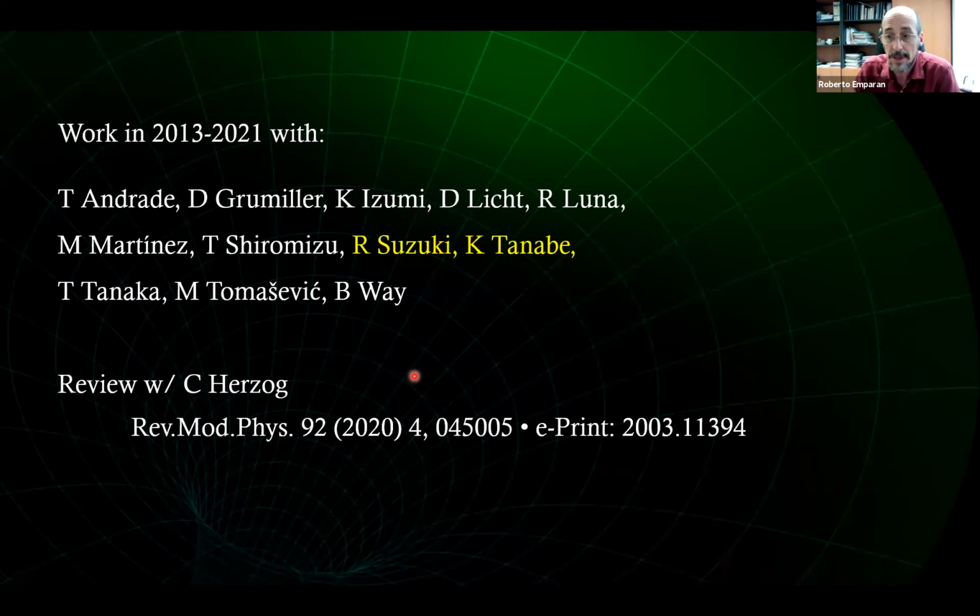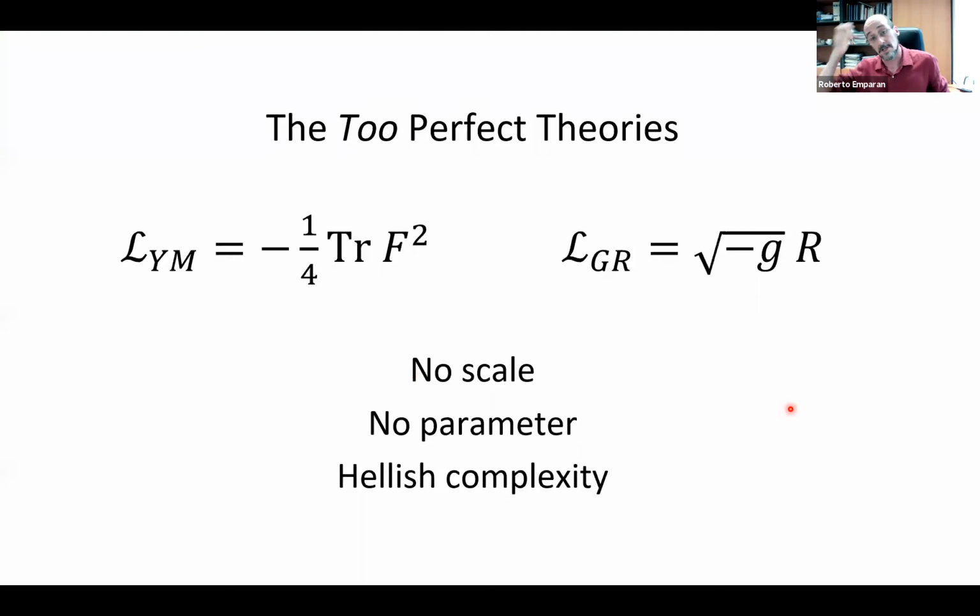But to begin, let me start with something simple. I'm going to show you what's probably the simplest and most perfect theories that we have in physics: Yang-Mills theory and general relativity. Here are the Lagrangians. Sometimes people call general relativity the perfect theory, but maybe it's too perfect. It's so simple that it hides a lot in this simplicity, in a way that very often it's not simple to unpack these equations and get the physics. And it's the same thing with Yang-Mills theory.